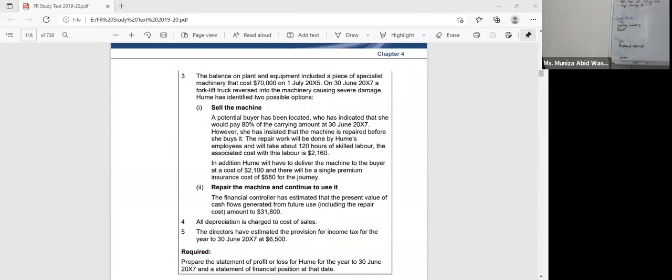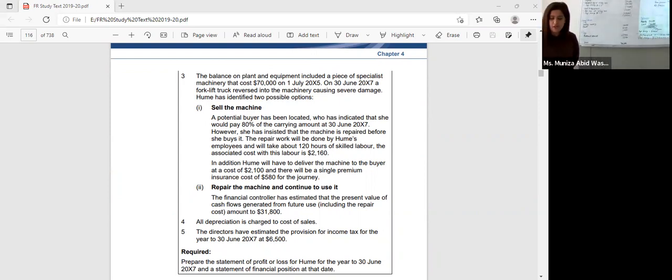The next bullet point. The balance on the property, plant and equipment included a piece of specialist machinery that cost 70,000 on 1st July 2005. 1st July 2005 is 2 years earlier than our reporting date. On 30th June 2007, forklift truck reversed into machinery, causing severe damage. Hume has identified two possible options. Now there is an indicator of impairment.